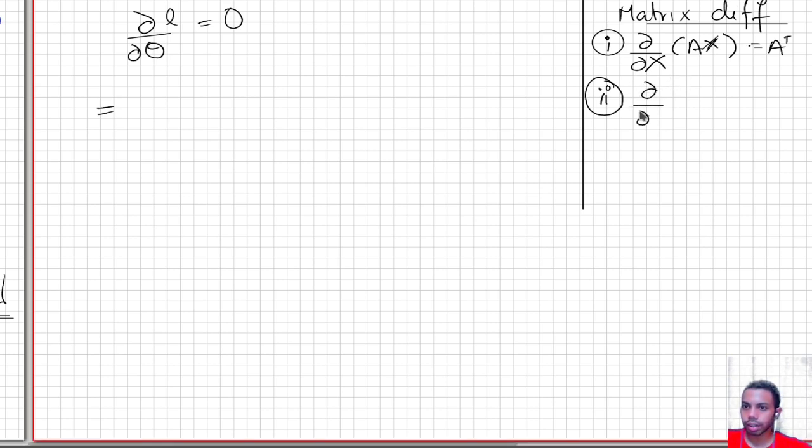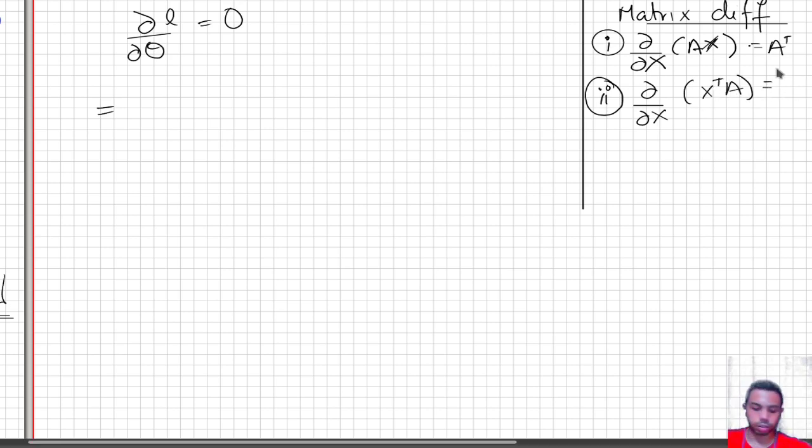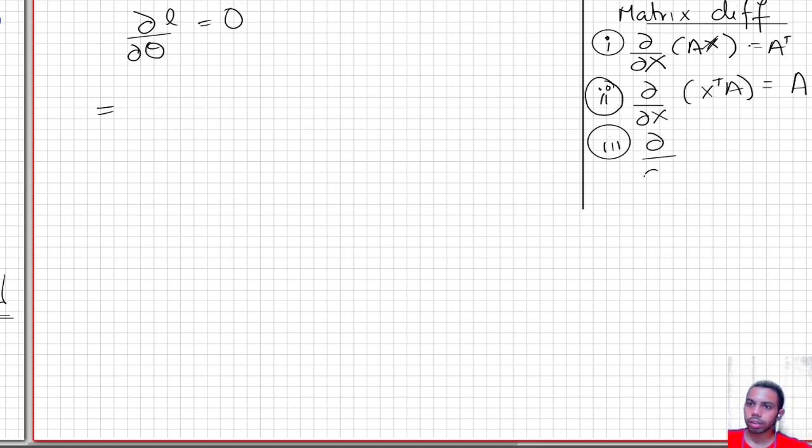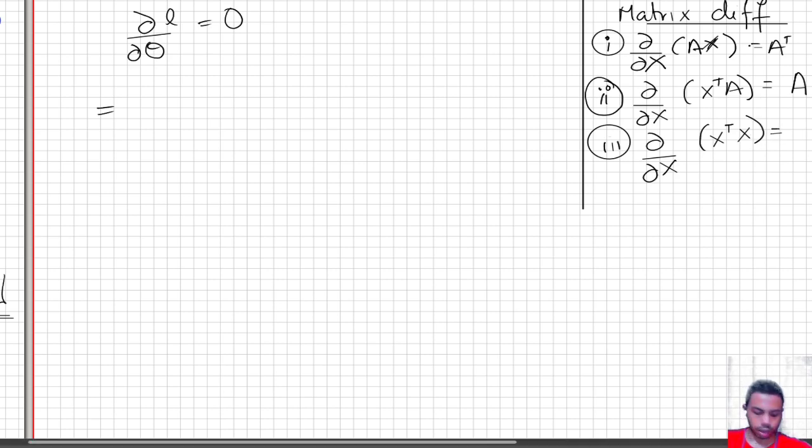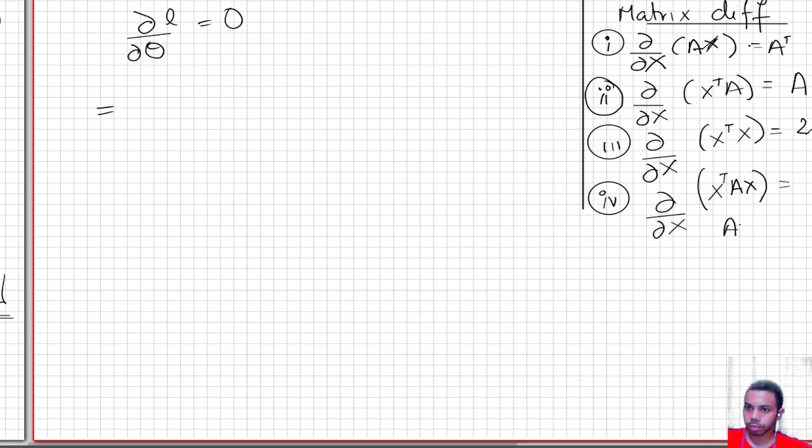So if I have del x, let's look at the second law, x transpose A. I'm just putting down the basic laws over here. This is A. Third case, let's look at del x, x transpose x, and this is 2x. Fourth case, del x, x transpose Ax. This is nothing but Ax plus A transpose x.